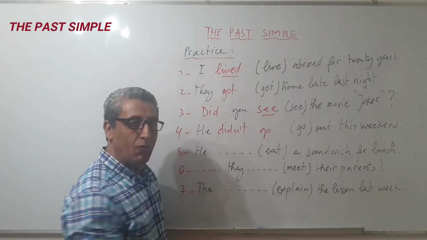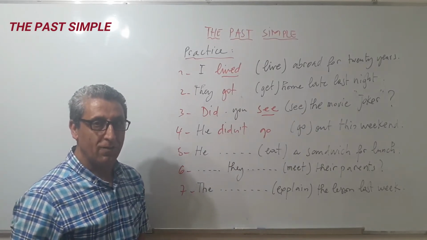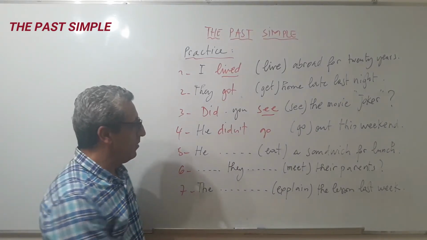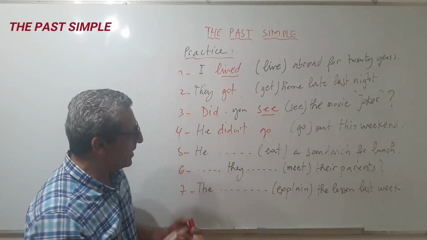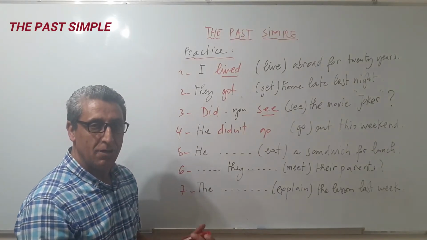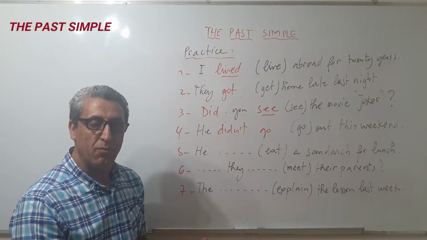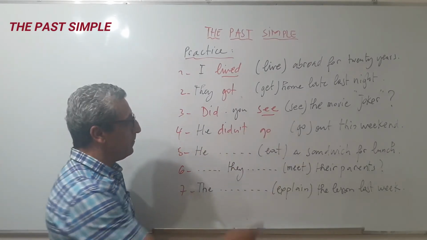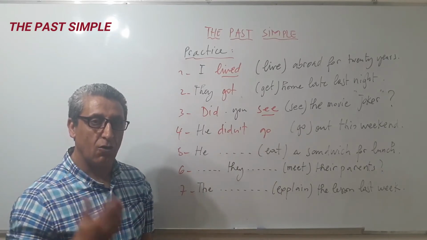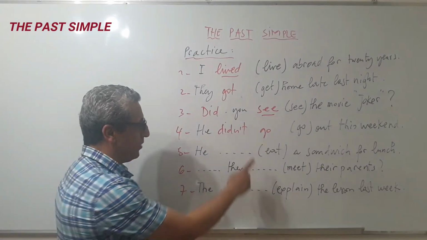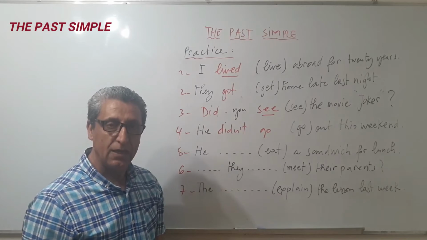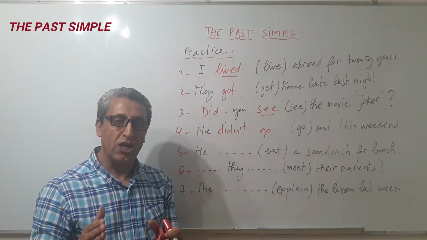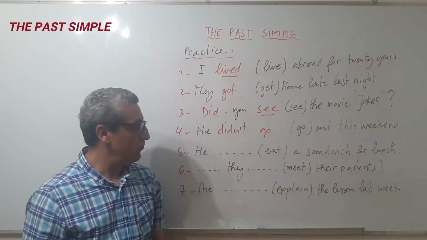Of course, go is an irregular verb. It's not a regular verb. Of course, here in the negative form, we cannot see it. But by the way, the past simple of go is went. And the past simple of see is saw, S-A-W, and went, W-E-N-T. Go to the list and check out all these irregular verbs.